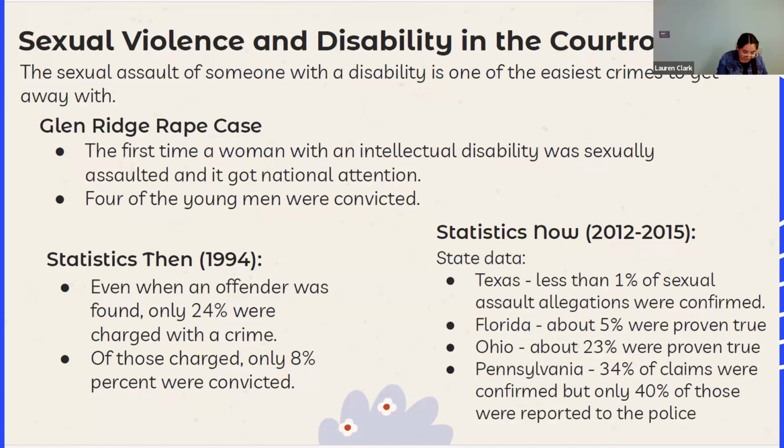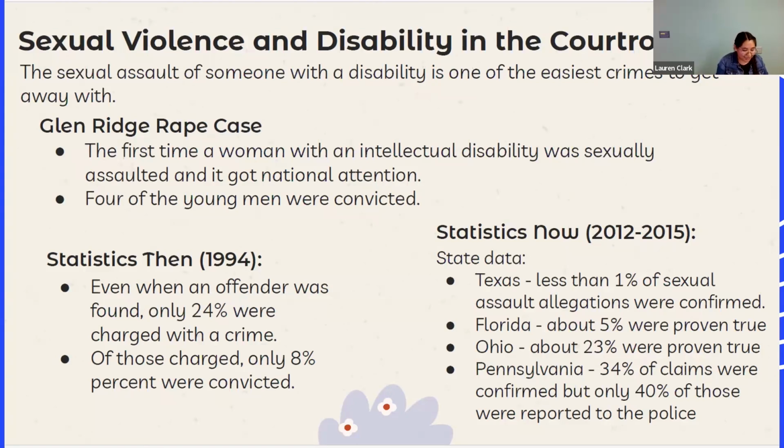And when asked why she didn't ask the boys to leave her alone, she replied that she just didn't want to hurt their feelings. So in the end, 4 of the young men were convicted. Around the time of the Glen Ridge trial, prosecuting sexual assault cases involving individuals with intellectual disabilities was rare. Research conducted in 1994 revealed that even when offenders were identified, only 24% were charged with an offense, and of those charged, only 8% were convicted.